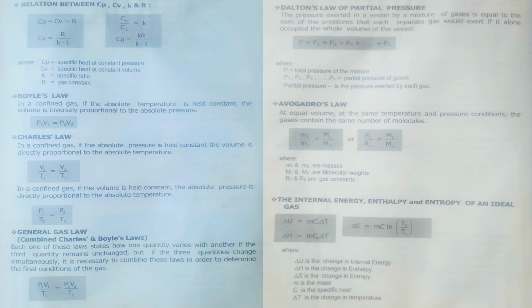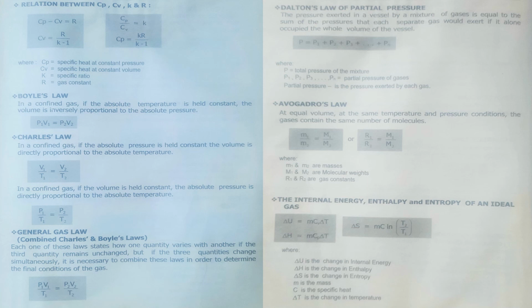Okay? That's your Avogadro's number. At equal volume at the same temperature and pressure conditions, the gases contain the same number of molecules. So, small m1 over m2, where m1 and m2 are masses, and capital M1 and M2 are molecular weights, whereas R1 and R2 are gas constants. Okay? So, these are the formulas.